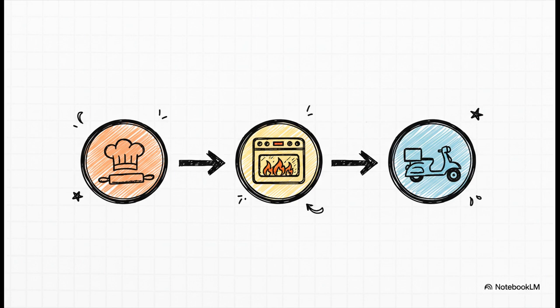Well, the secret lies in tracking its state, which is just a fancy way of saying its specific status at any given moment. So your pizza moves from the being prepared state to the baking state and finally to out for delivery. And to manage that whole journey, software needs a map. And that map is what we call a domain state model.